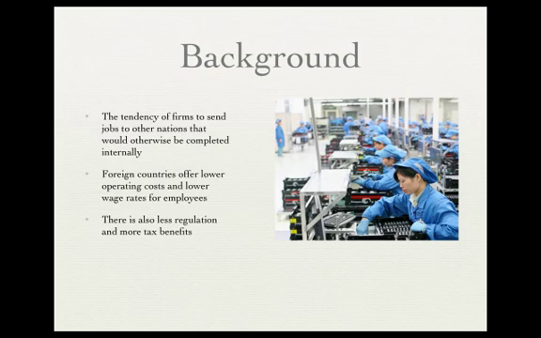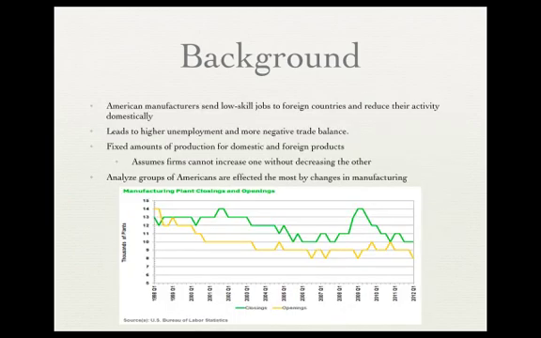I examined the relationship between offshoring and the manufacturing sector, and also the demographics of the manufacturing sector and which specific groups are affected the most by job losses and wage reductions. Offshoring has an especially negative impact on low scale manufacturing jobs. Sending the production of goods overseas is the easiest way for a firm to cut its costs. This causes higher unemployment and creates a more negative trade balance.